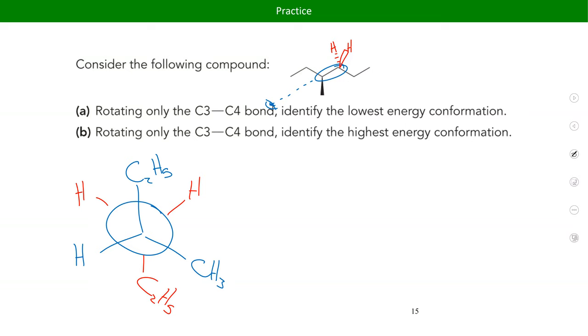Right. So he drew the same thing that I did, but rotated 180 degrees. It's still the same thing. Yeah, you might have just drawn it from the other side.